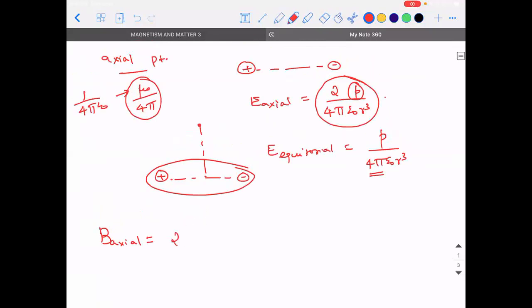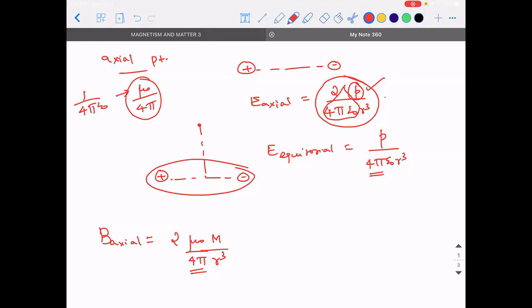2 into, in the place of 1 by 4 pi epsilon naught, I can write mu naught by 4 pi, into, in the place of p, capital M divided by r cube, where r is what? Distance from the center to the point where you're trying to calculate the field.